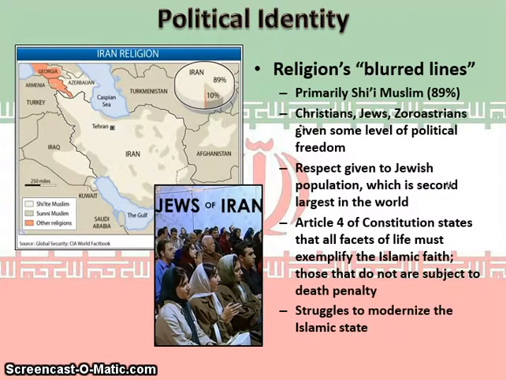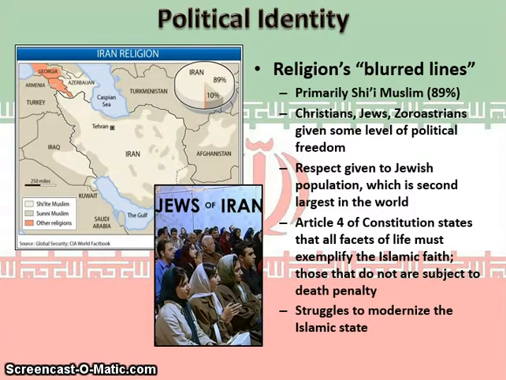So on that note, in terms of religion's blurred lines in the country, as I said earlier, primarily it's Shia Muslim, which is 89% of the population. There is much respect held for the Jewish population in the country. It happens to be the second largest Jewish population in the world there in Iran. The only issue being that although there is some representation in the government for different groups such as the Christians, Jews, and the Zoroastrians, the problem is that in the Iran Constitution, in Article 4, it states that all facets of life must exemplify the Islamic faith. So those that do not.